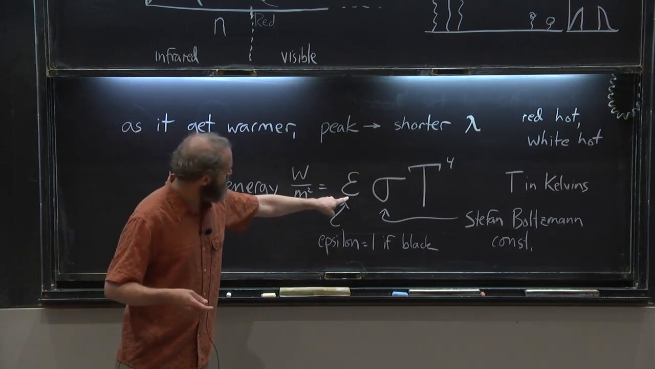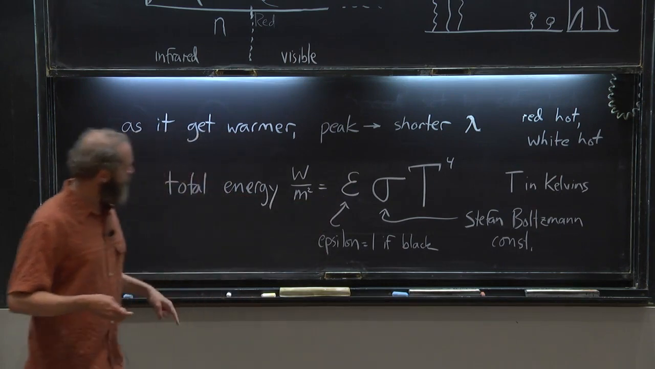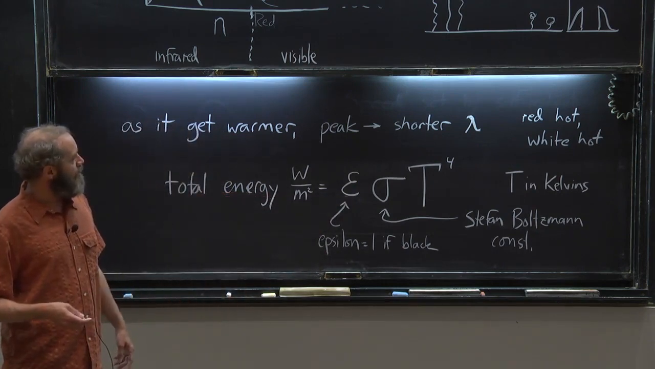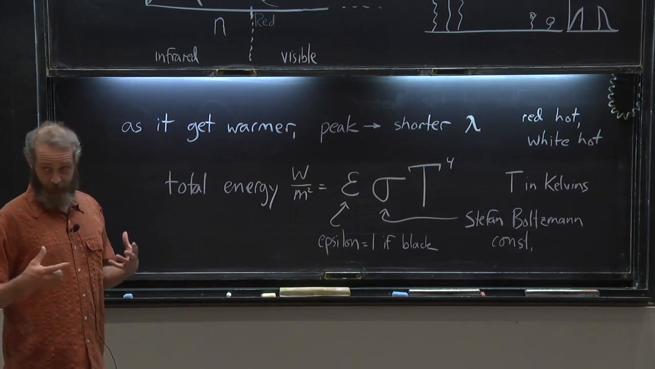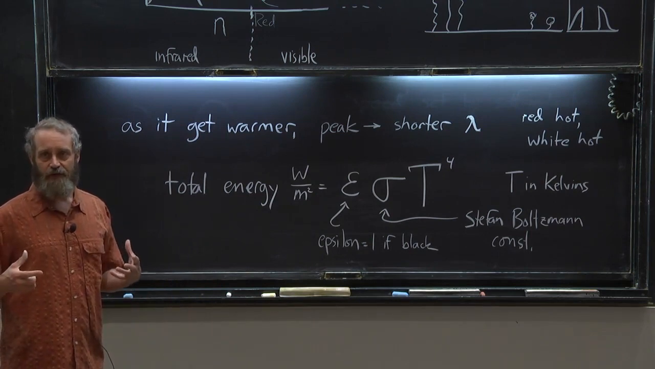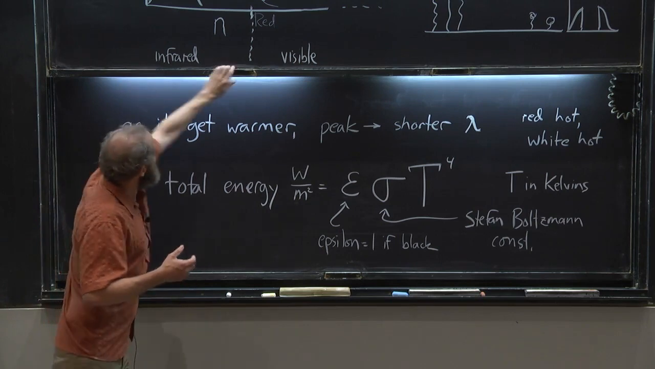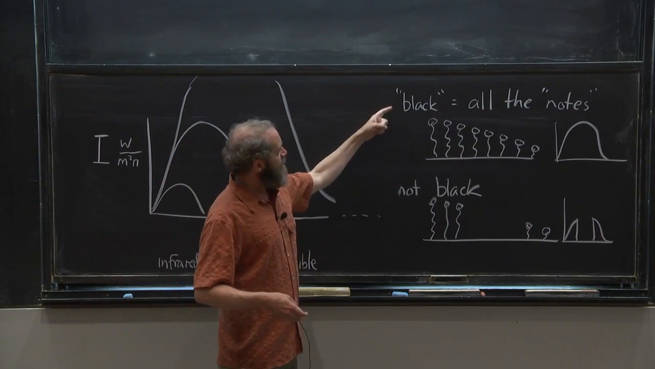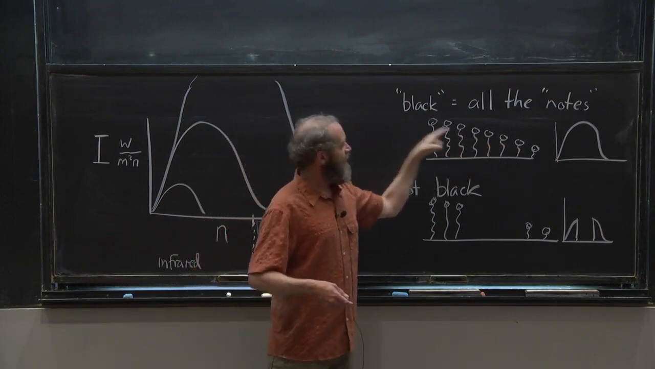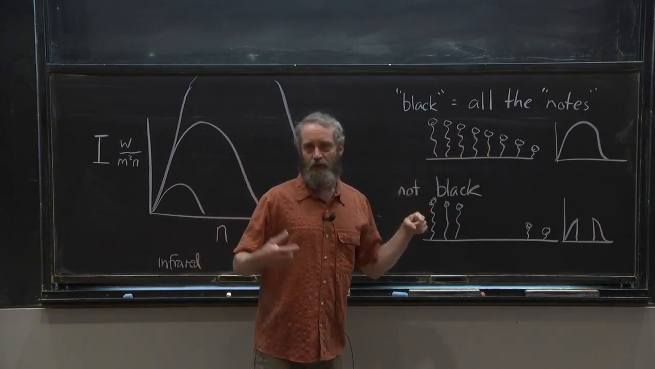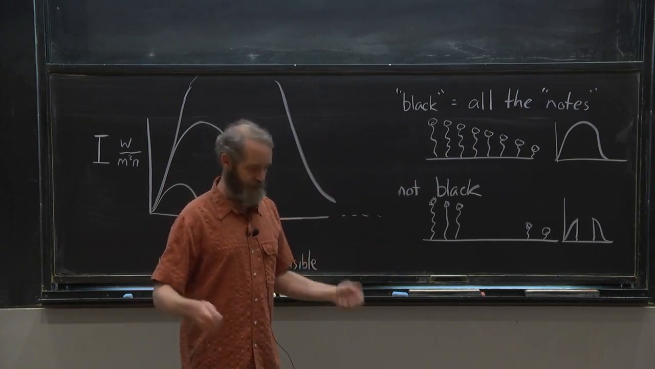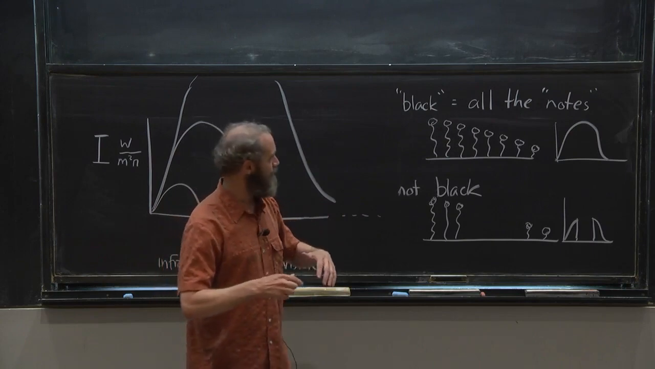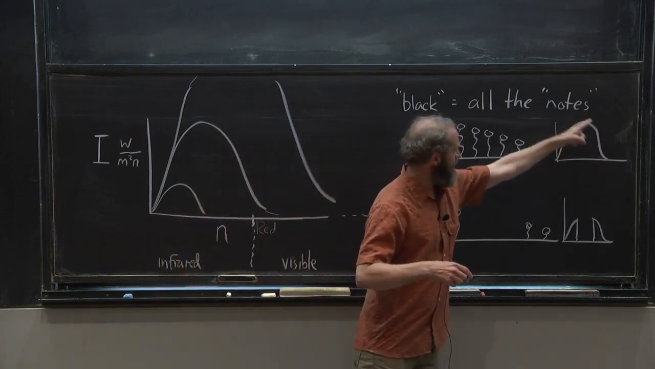So back to this term now, epsilon. This relates to a quantity, whether the object is what they call a black body or not. So if an object is a black body, it's as though it's a musical instrument that has all of the notes. So like a piano that has all the keys, if you just hit it with a big hammer or something, make all of the keys vibrate at once, you'll get this big wall of sound like this.